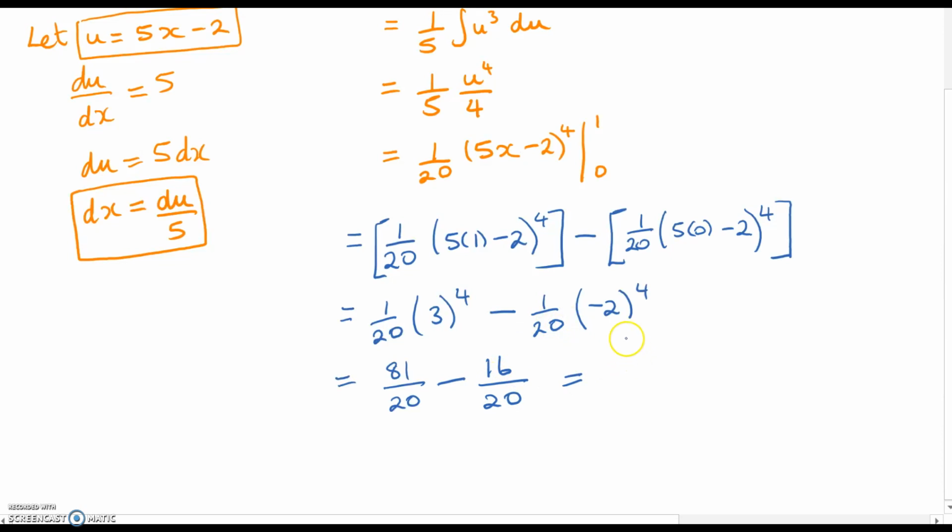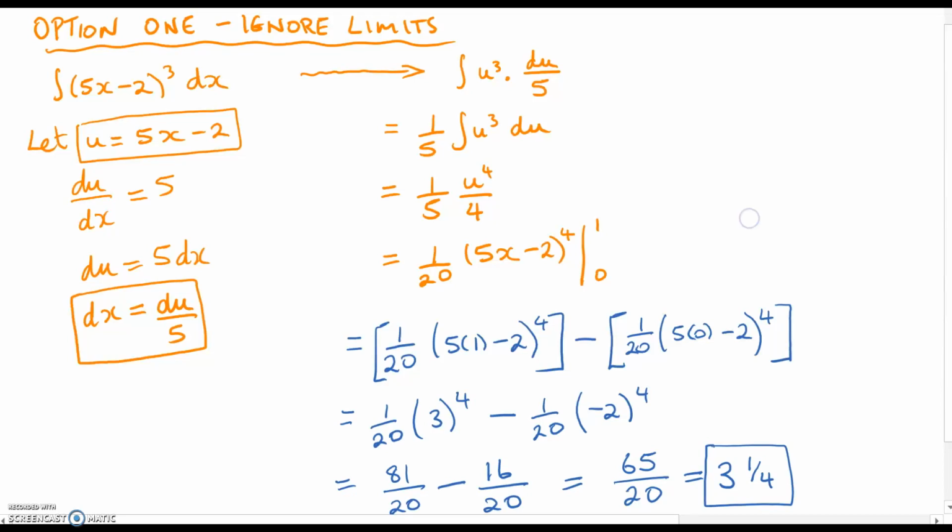81 minus 16 is 65, and that's 65 over 20, which is 3 and 5/20ths, or 3 and 1/4. Okay? So that's one method. That's option 1, ignoring the limits, gives us 3 and 1/4.